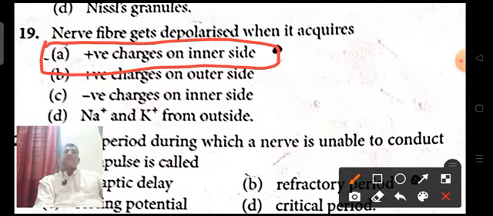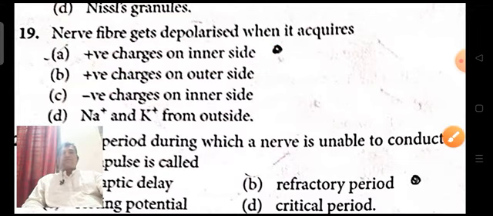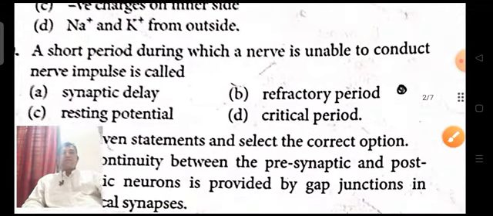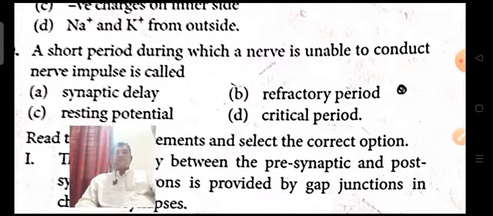Now, a fiber gets depolarized when it acquires a positive charge on the inner side, and the outside acquires the negative charge, based on the movement of ions. Next, coming on to the next question.